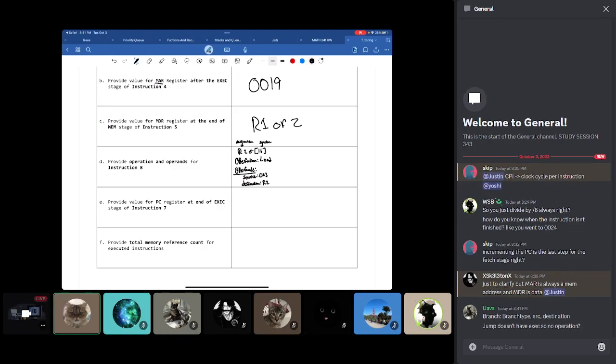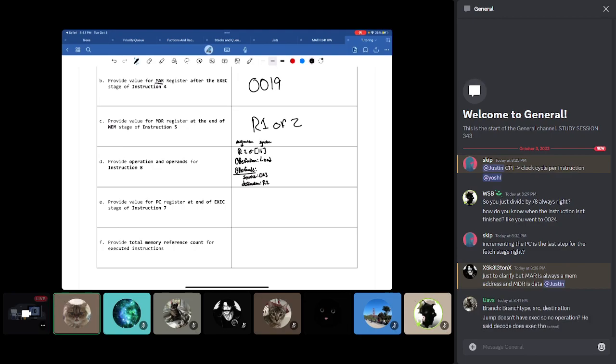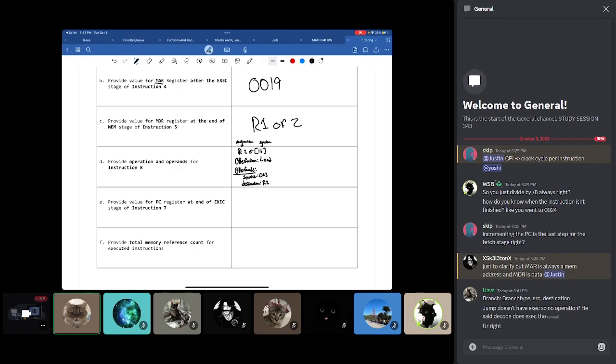Right, and then from there it says provide, jump doesn't have exec so no operation. Actually yeah, I think so. Because it just has decode, and then in that decode stage you just increment PC to whatever that is, right? No. In decode, that's when you're identifying the operands. That's not an exec. That's done in decode. So that doesn't mean that there's no operation. Operation would be jump, and the destination would be whatever the label is. Yeah. Okay.